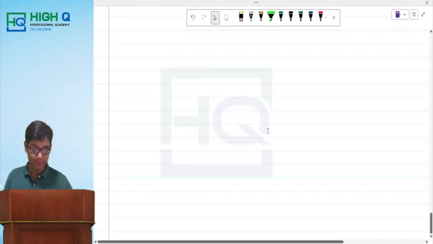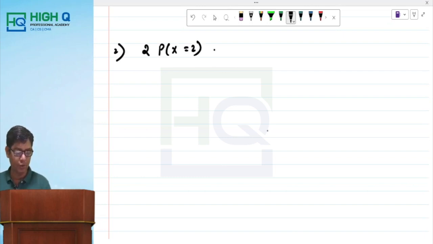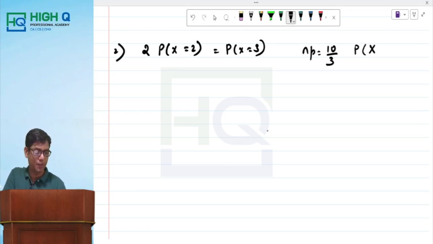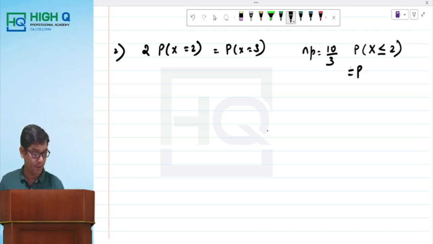Listen here. The given condition is twice P(X=2) is equal to P(X=3). Am I right? And mean is equal to 10/3. Is that right, my dear? At most X value assumes as 2. At most 2 means what? X should be less than or equal to 2. Maximum 2 it can take. What is X less than or equal to 2? 0, 1, 2. So I got 3 values of X.